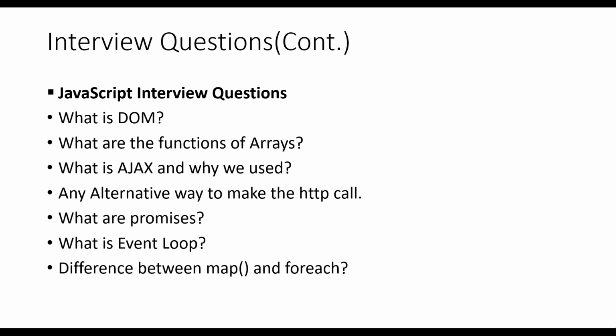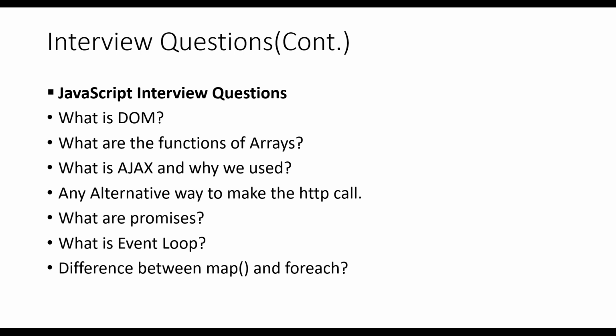And the second question was why we use it. We use it for asynchronous operations. If I want to fetch data from the server, I can use Ajax by making an object of XMLHttpRequest. So this is the process. And then he asked me if there is any alternative way to make an HTTP call. Yes, there are other alternatives. We can get data from the server using the fetch API in JavaScript, or in React we can use the Axios library. So that is the answer to this question.